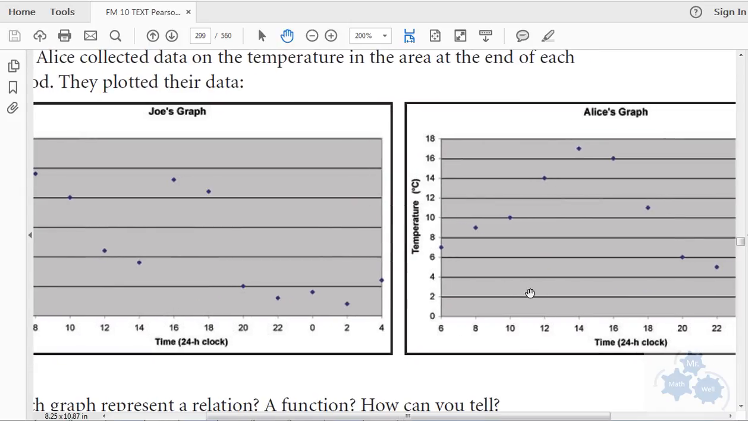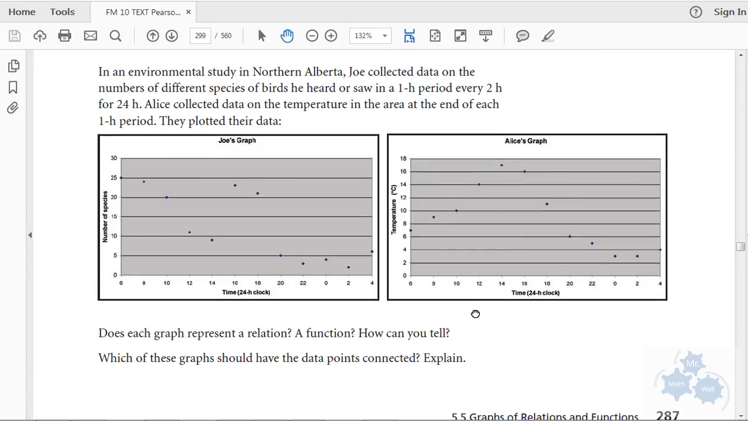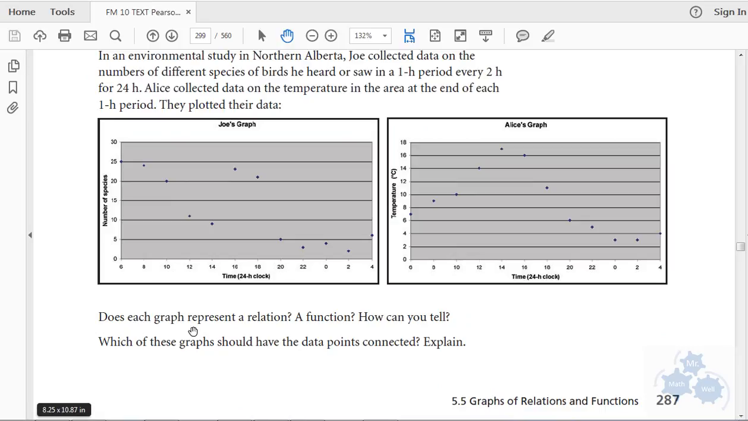So the question is, if we take a look at these questions below, does each graph represent a relation between two things, two variables? Yes or no? Yes, of course, because each point represents a piece of one of the variables and a piece of the other variable. So at this time, we have this many species of birds. It's how two things are related. So they're both relations.